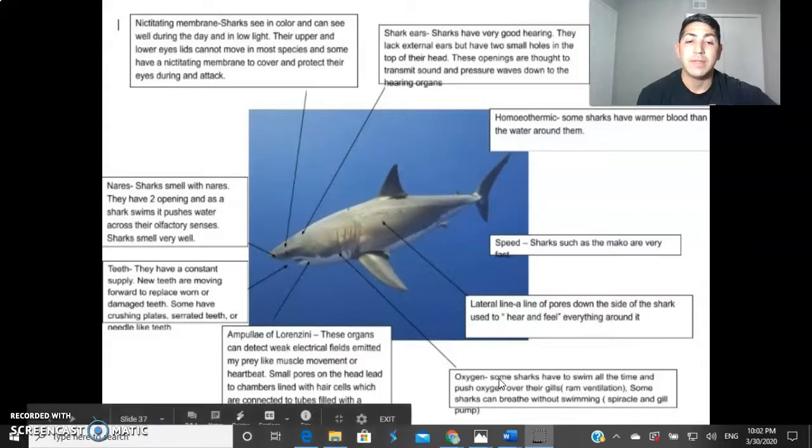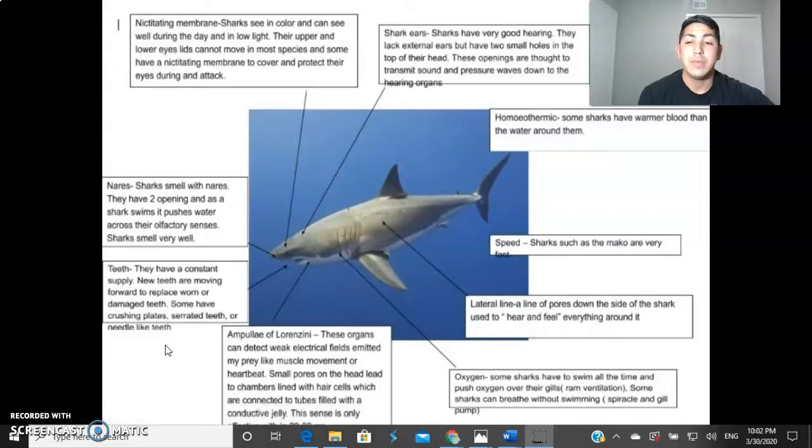We learned about ram ventilation, so sharks have to continually move forward so that they can move that oxygenated water over their gills. We discussed the ampullae of Lorenzini, so these organs can detect weak electrical fields that are emitted by their prey in their muscular movements and in their heartbeat. These are small pores on their head, and they lead to chambers lined with hair cells, which are connected to tubes filled with conductive jelly.